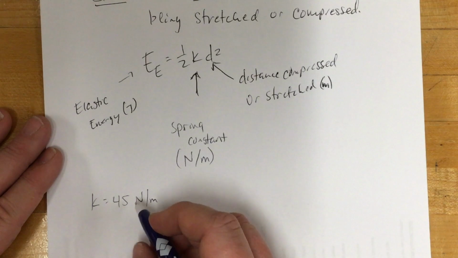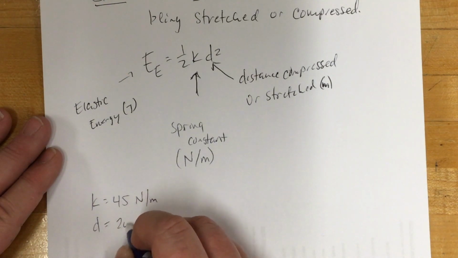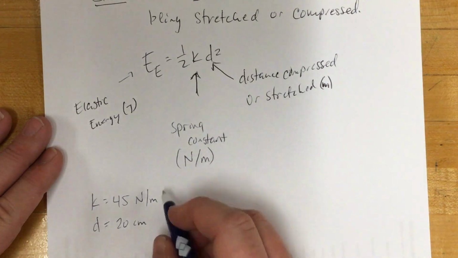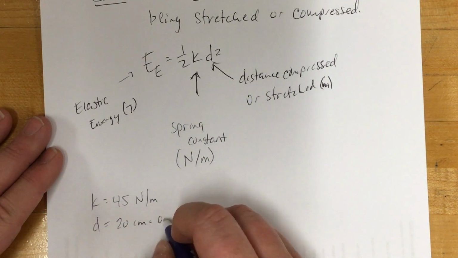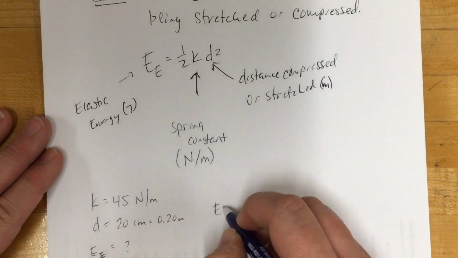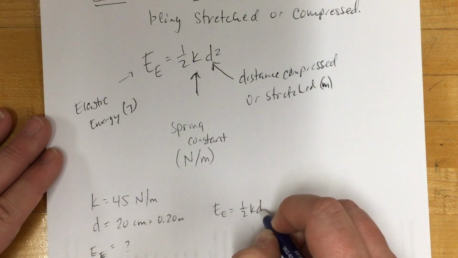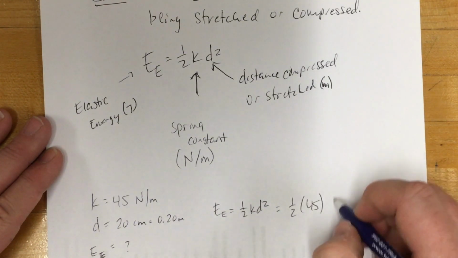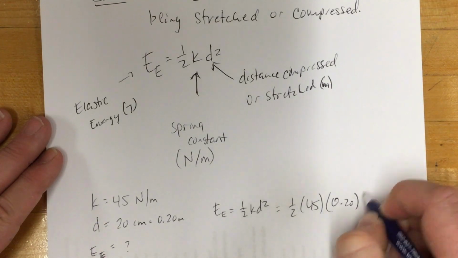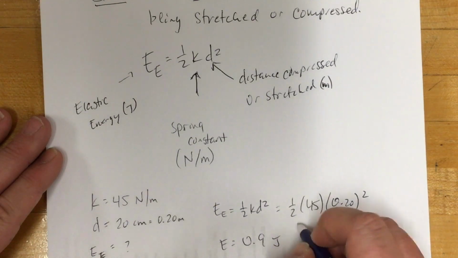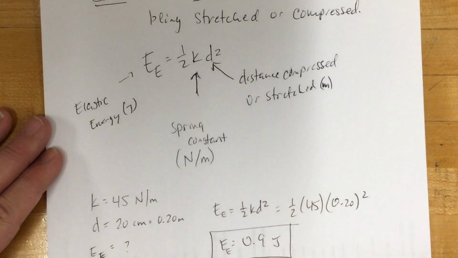And let's say that we're going to stretch it for 20 centimeters. But remember that your measurement has to be in meters, so you would convert that into 0.20 meters. And if you wanted to find the elastic energy, you would use EE equals 1/2 kd squared. So you'd say 1/2 times 45 newtons per meter times 0.20 squared. When you do that, you would end up with 0.9 joules of energy for your elastic energy.